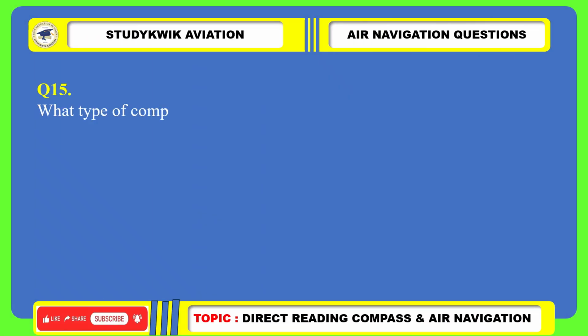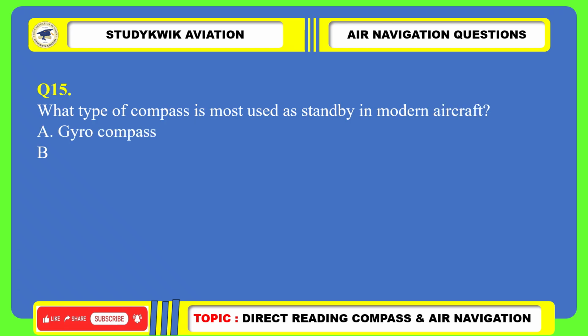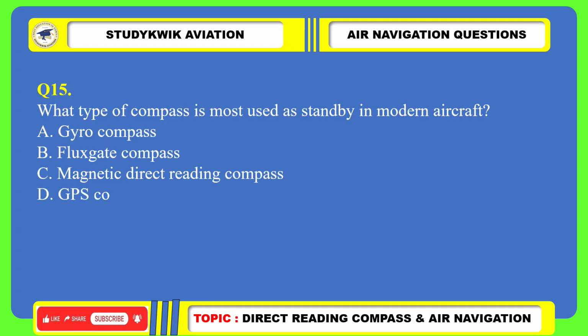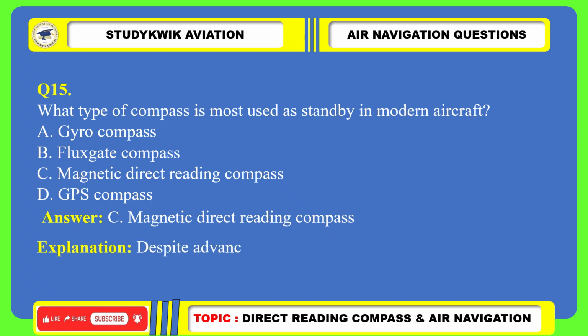Question 15. What type of compass is most used as a standby in modern aircraft? Gyro compass, flux gate compass, magnetic direct reading compass, GPS compass. The correct answer is C. Magnetic direct reading compass. Despite advanced systems, the direct reading compass remains the standby.